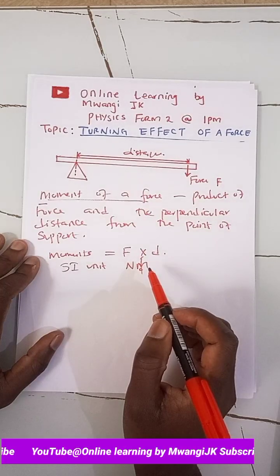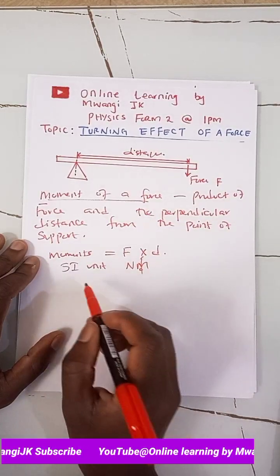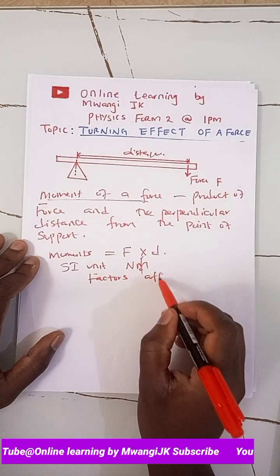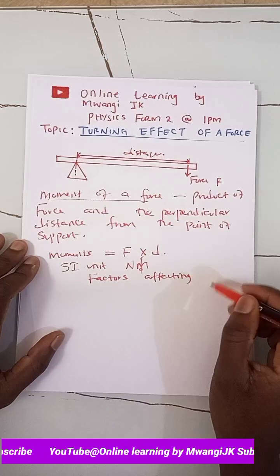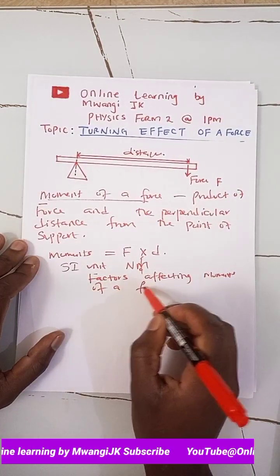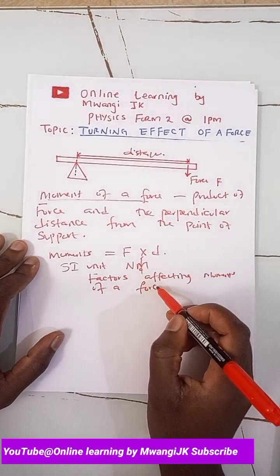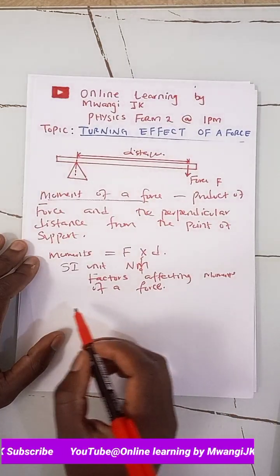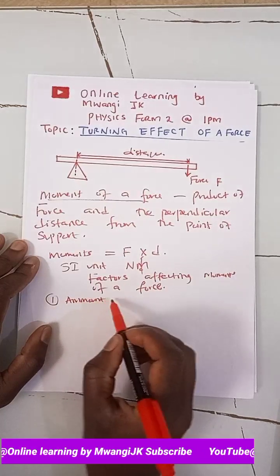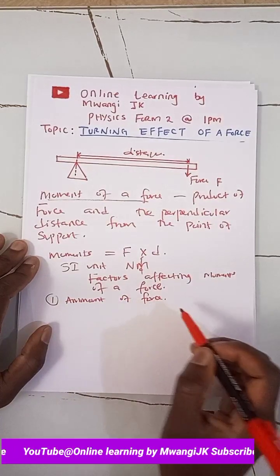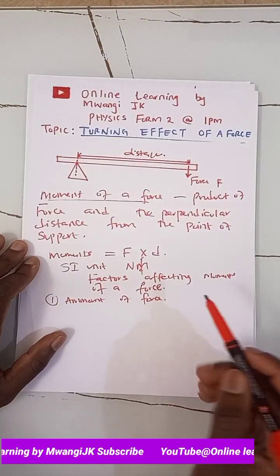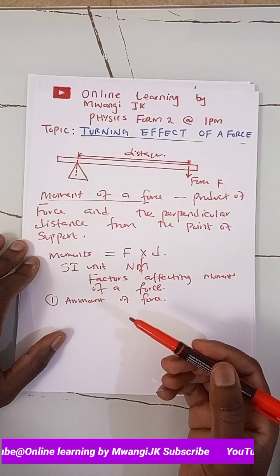The other thing is the factors that affect the moment of a force. We'll talk about two factors. One is the amount of force. The more the force, the greater the moment. The lesser the force, the less the moment.